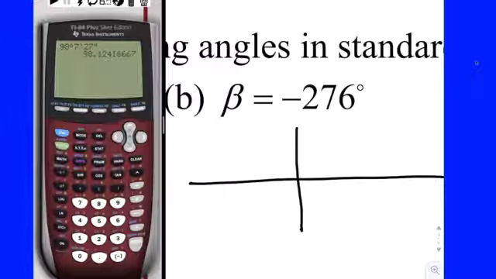It's kind of helpful to know your angles that land on the axes, right? 90 degrees is a quarter rotation, 180, 270 would be three-fourths of a rotation, and 360. That's kind of helpful: 0, 90, 180, 270, 360. All right, a real simple multiple choice question on a test is, in which quadrant does beta terminate?